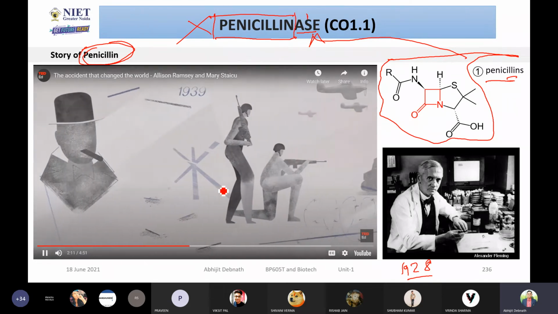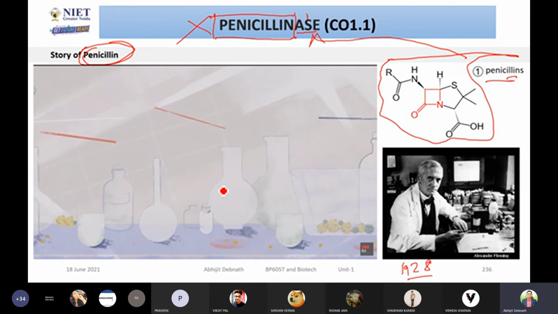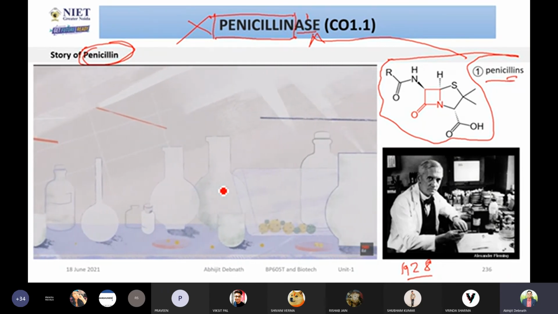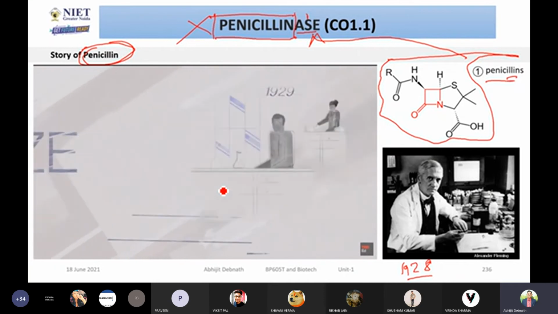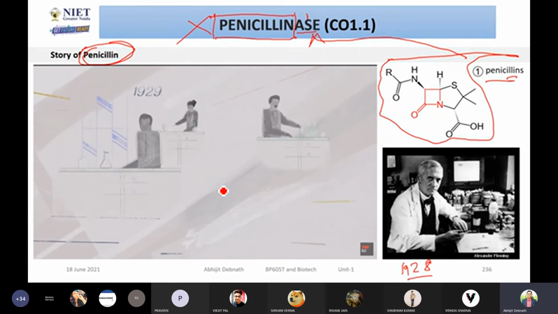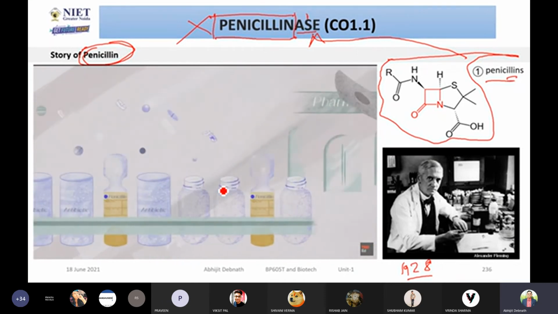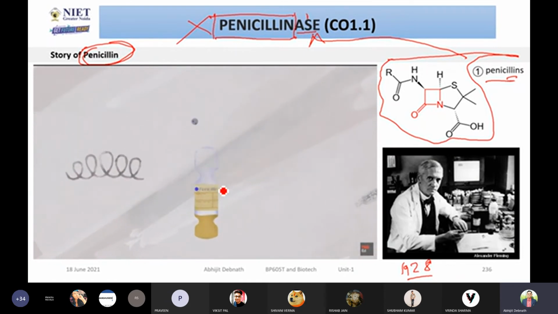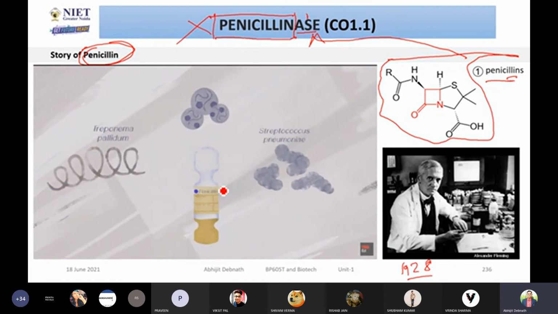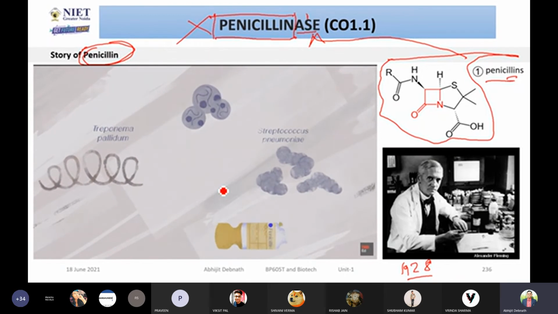Researchers figured out how to isolate the active compound and grow the mold in larger quantities. They then went on to win the Nobel Prize for their work. Teams at Oxford and several American drug companies continued development, and within a few years, it was commercially available. Penicillin and similar compounds quickly transformed the treatment of infections.